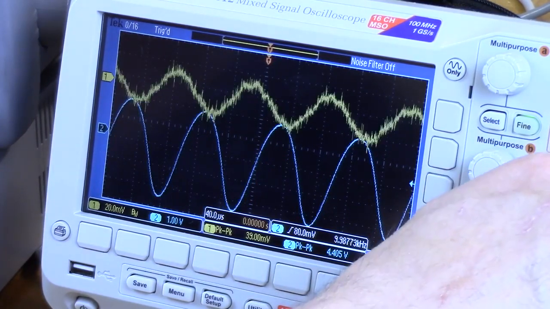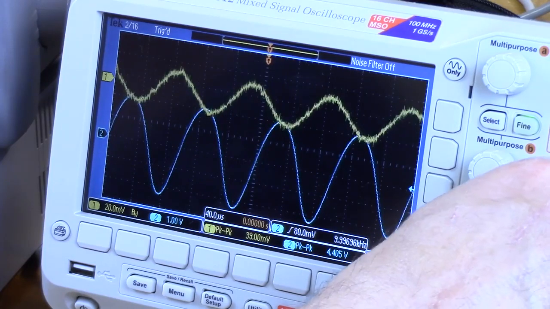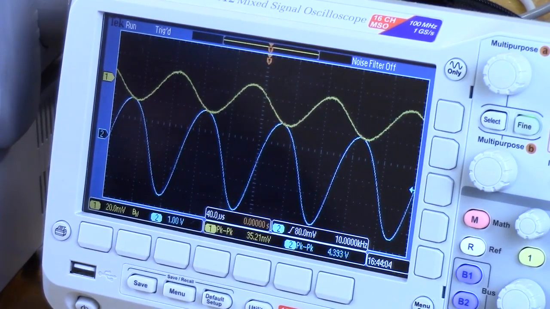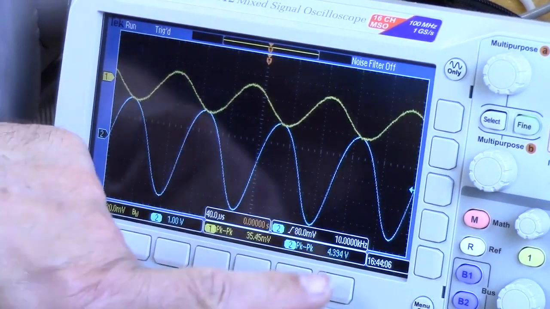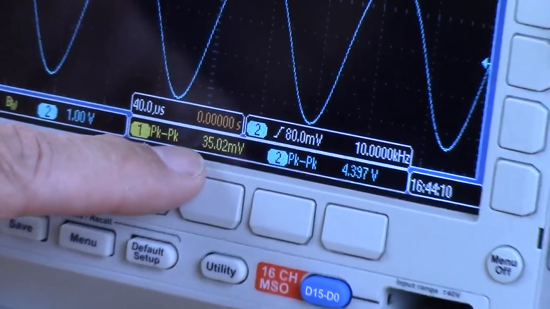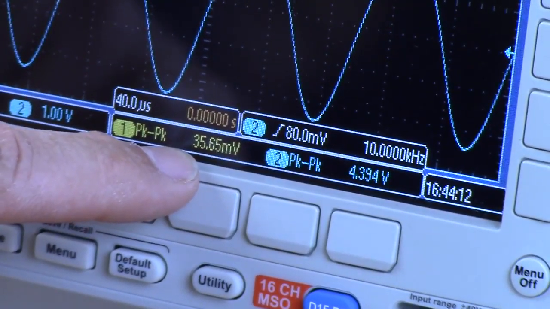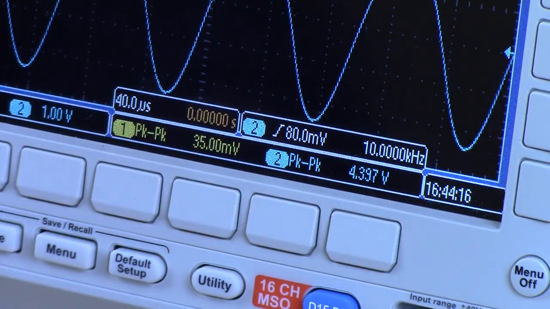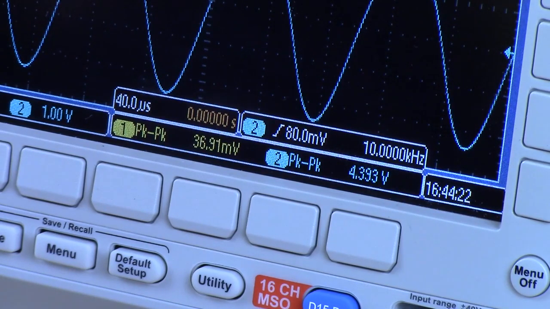Okay, and let's go ahead and measure our overall 3 dB frequency. So actually before that, let's measure our gain. Our output voltage here is 4.39 volts. Our input voltage is 35 millivolts. So 4.39 divided by 35 millivolts is our mid-band gain. It's about 120, 130, give or take. So we're getting a pretty good amount of gain out of this amplifier.